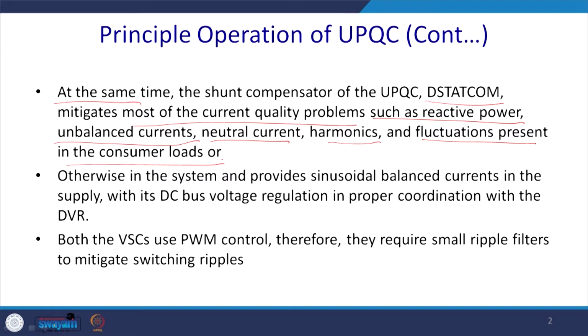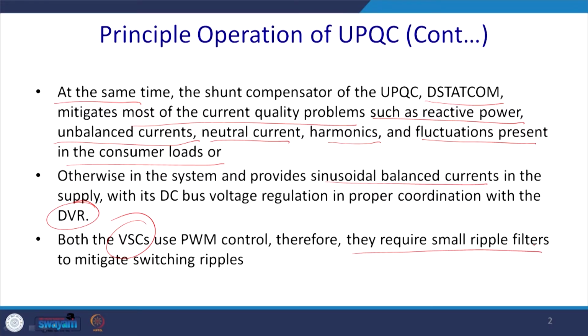Otherwise, the system will provide a sinusoidal balanced current in the supply with DC bus voltage regulation in proper coordination with the DVR. This is the way that UPQC should work, and both are voltage source converters and use PWM control. I shall discuss the grid connected voltage source converter control separately. They require small filters because the switching frequency has to be around 10 kilohertz for the IGBTs.